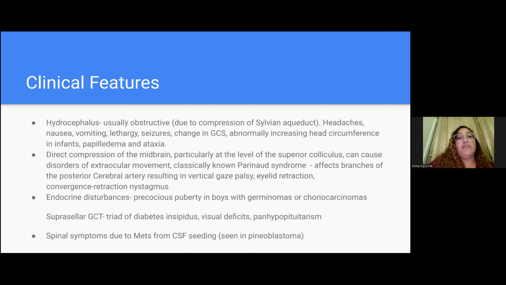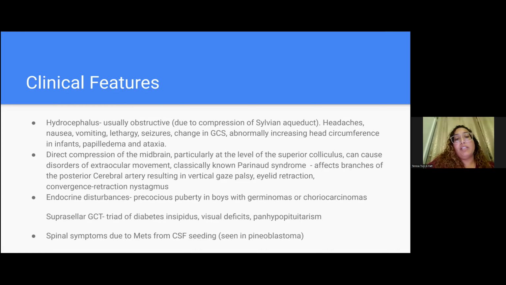Patients could also have neuroendocrine disturbances. So there could be the presence of precocious puberty in boys with germinomas or choriocarcinomas. And suprasellar germ cell tumors could present with the triad of diabetes insipidus, visual defects and deficits, and panhypopituitarism.